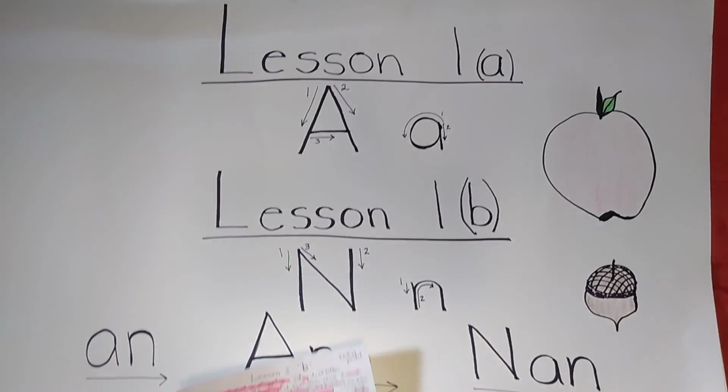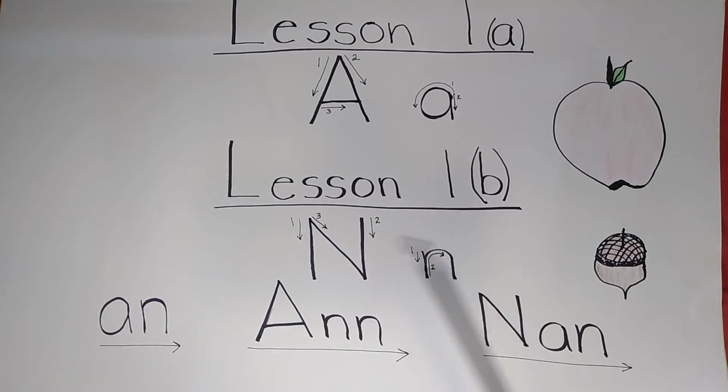And here they are. And students, I'd like you to try to say these before I do. An, like an apple, an orange, an umbrella. Next one. Anne, a girl's name. Next one's another girl's name.